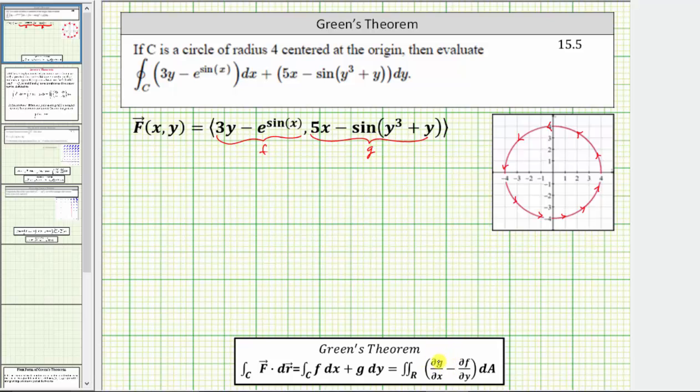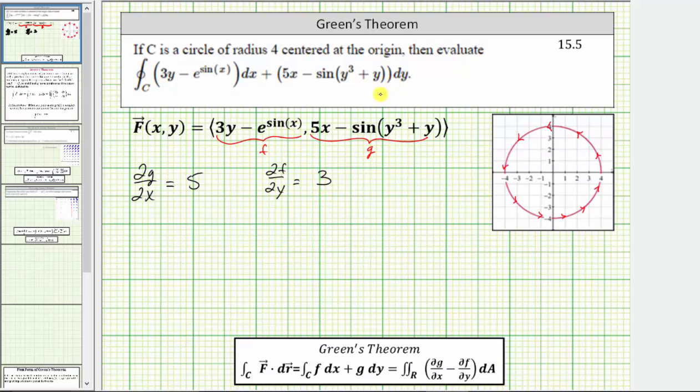We first want the partial derivative of g with respect to x. And we'll notice the partial derivative of g with respect to x is just equal to 5 because we differentiate with respect to x, treating y as a constant. We also want the partial derivative of f with respect to y. Looking at f, we have 3y minus e raised to the power of sine x. The partial derivative with respect to y is just 3, again because you treat x as a constant.